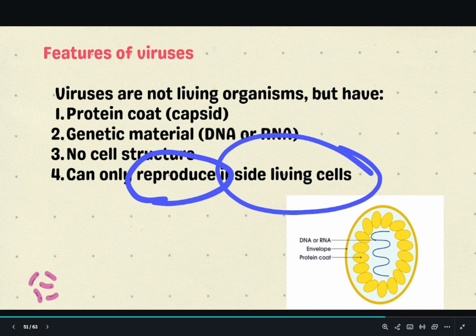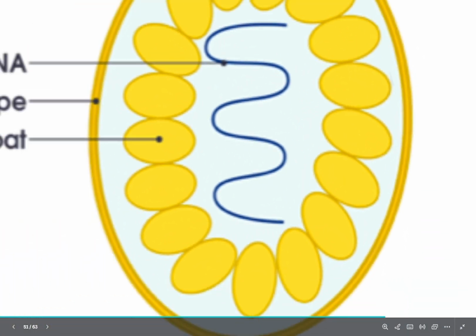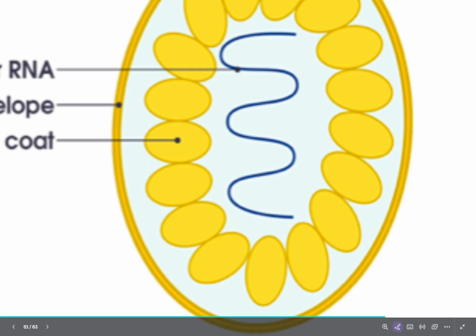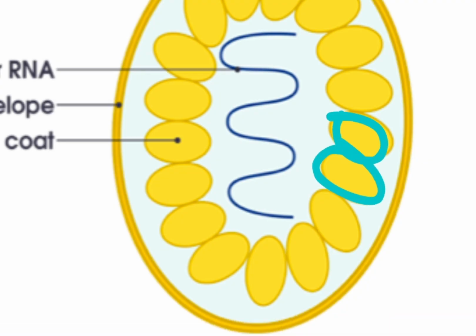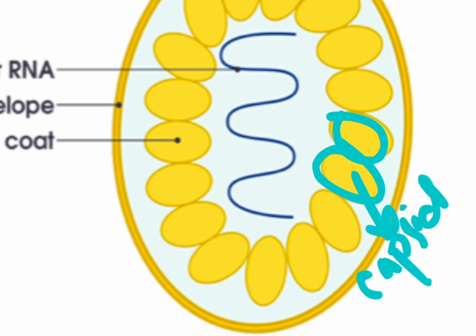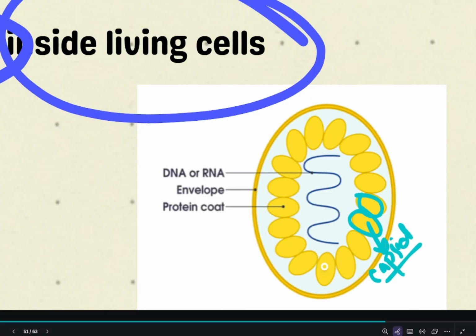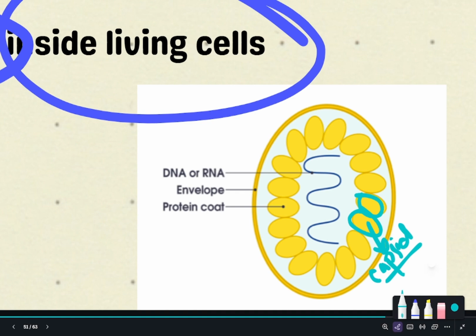Oh, and also know that this protein coat can also be named the capsid. So if they call it capsid, remember that it is the protein coat. These yellow things that you see. These ones, okay? You can also call this layer the capsid. All right. I hope it is clear. And yeah, that's it.